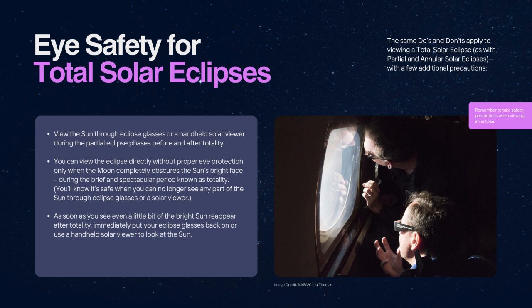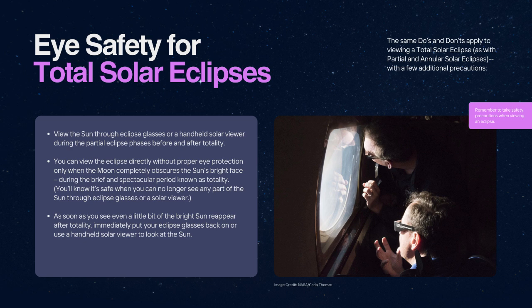Eye safety for total solar eclipses. View the sun through eclipse glasses or a handheld solar viewer during the partial eclipse phases before and after totality. You can view the eclipse directly without proper eye protection only when the moon completely obscures the sun's bright face, during the brief and spectacular period known as totality.